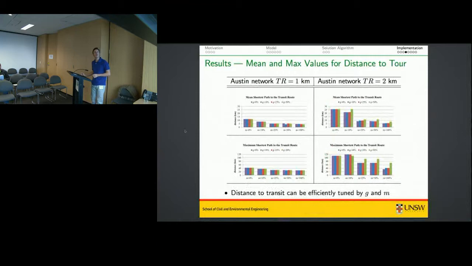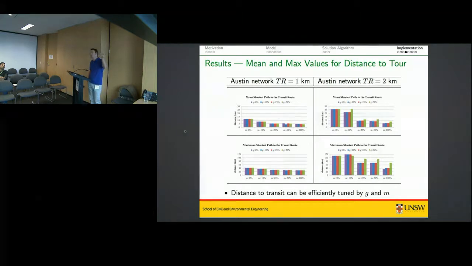If we look at the mean and max values, I didn't talk a lot about them before because we have some plots which are maybe easier to look at. On the left-hand side of the slide, it's the mean shortest path and the maximum shortest path for TR equal 1. On the right, it's for TR equal 2. What we observe is that the distance to transit can roughly be efficiently tuned by both parameters. If we are not adding anything, on the purple column, the leftmost column, the mean shortest path for TR equal 1 will be about 10 kilometers. So still a lot. Realistically, you don't walk that distance. But it can be reduced by approximately half if you double the number of stations and do not add anything.